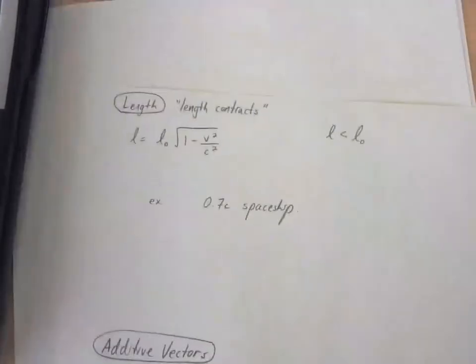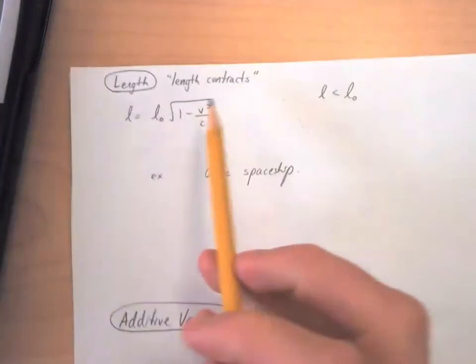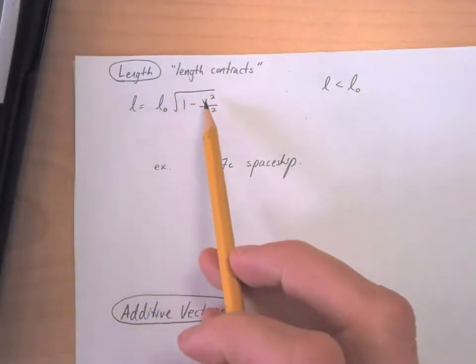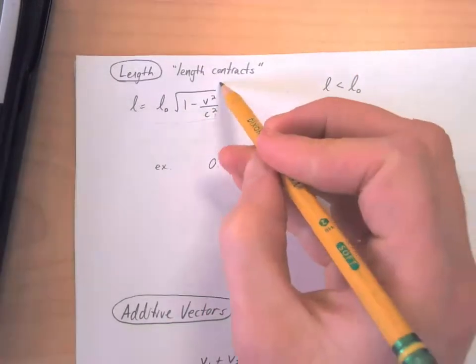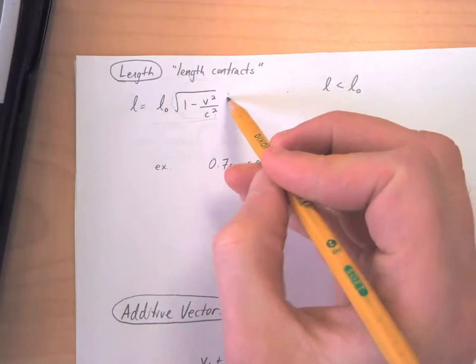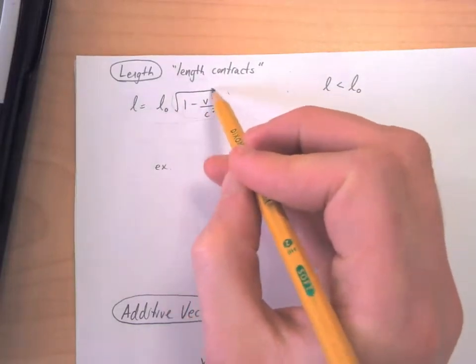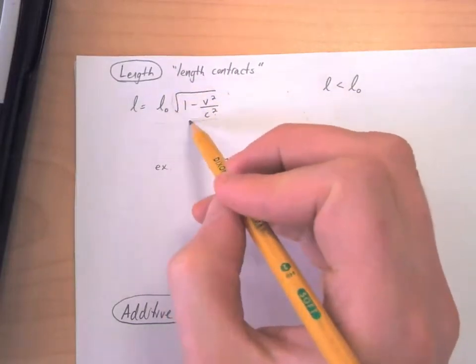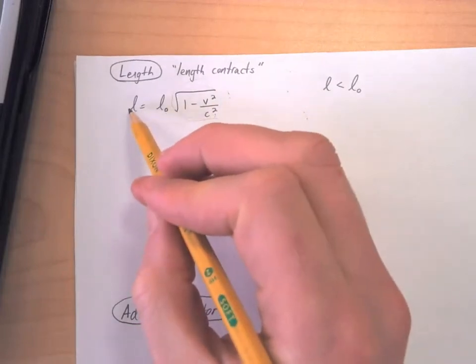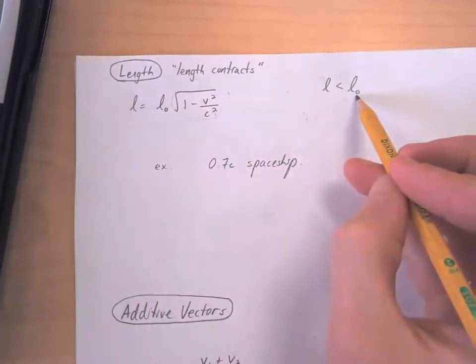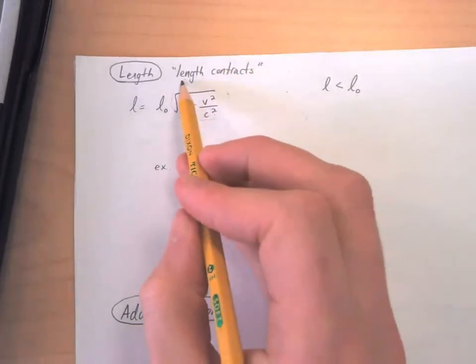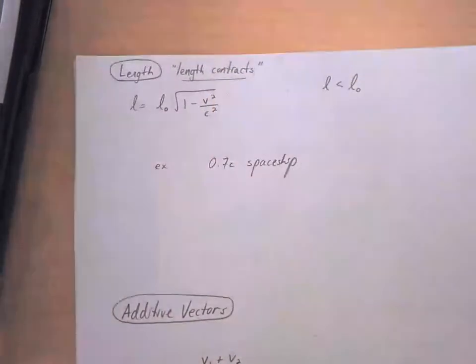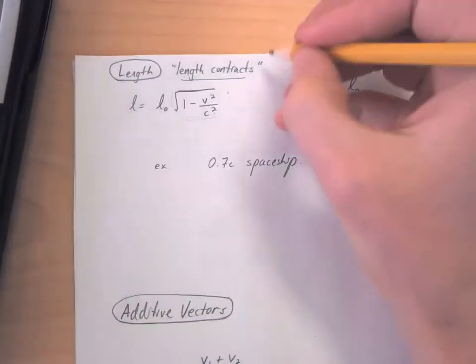All right, so now we move on to lengths. Lengths is a bit different. You have L equals L naught times root 1 minus v squared over c squared. This time it's not over. So we know this whole thing is less than 1, which means L is less than L naught. It says length contracts. That's how I remember it: length contracts when things are moving.